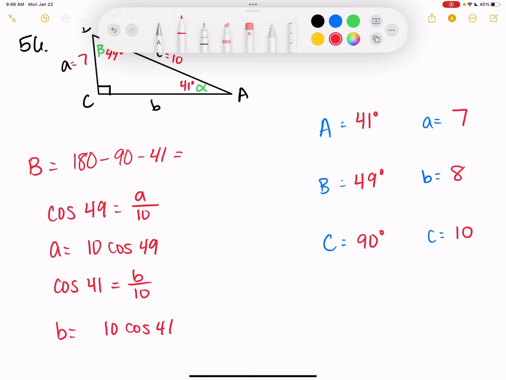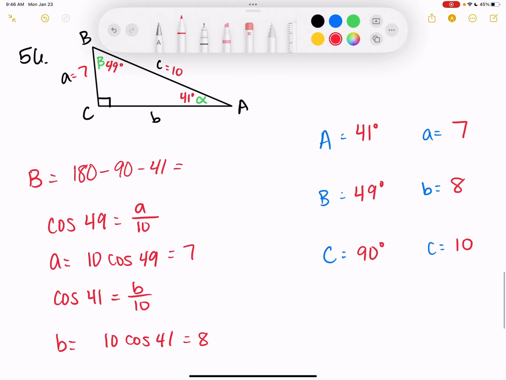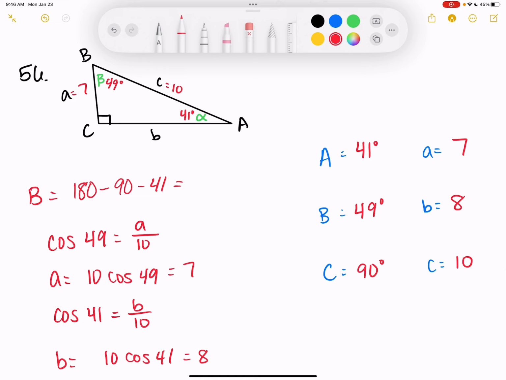Which is 8. Now, another option, since we know it's a right triangle, we could have used the Pythagorean theorem. I usually don't with these just because I think it takes more work than just setting up a trig function and typing it in your calculator. And then the other thing we could have done, like the sine of angle B and done B over 10, then that's another option. So there's a lot of different things you can do.